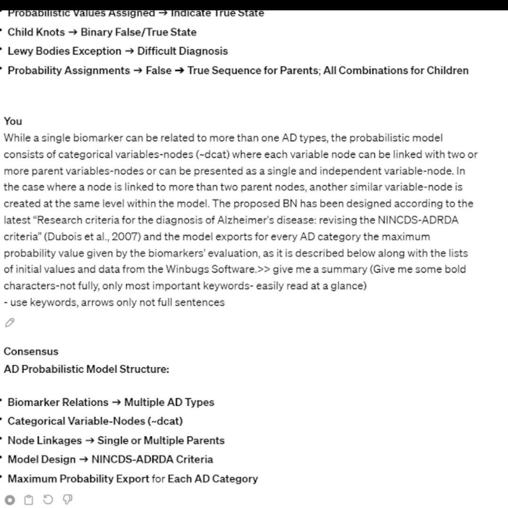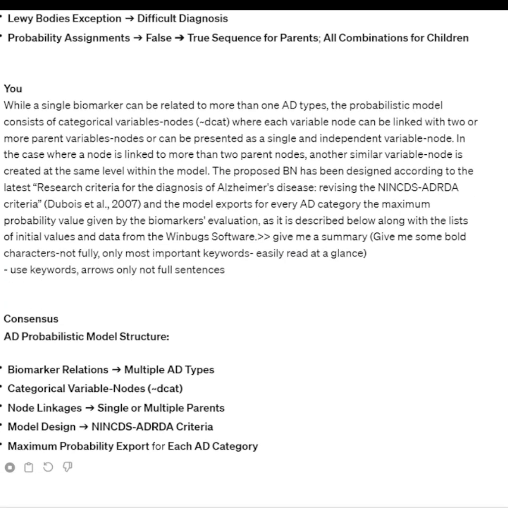Add a probabilistic model structure with biomarker relations for multiple AD types, using categorical variable nodes, dcat, and node linkages to single or multiple parents. The model design follows NCDS ADRD criteria, with maximum probability export for each AD category.